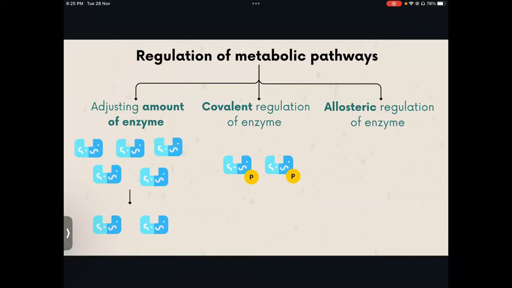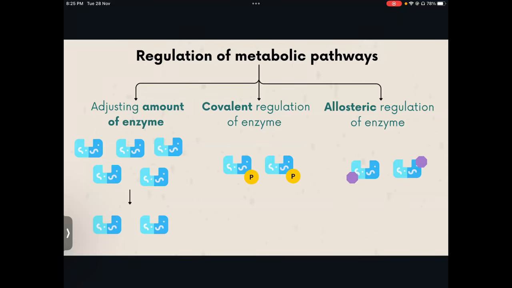So maybe a phosphorylated form is active. Maybe for some enzymes, a dephosphorylated form is active. So this is specific to each enzyme. But the main idea is that this is a covalent type of regulation. And so when you see in a reaction that there's a kinase enzyme, kinase is the enzyme which phosphorylates molecules, you should know that, oh, maybe there's some regulation happening here. Okay. Now, the third one is the allosteric regulation.